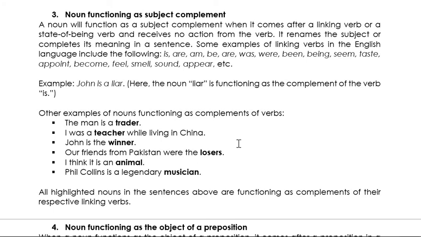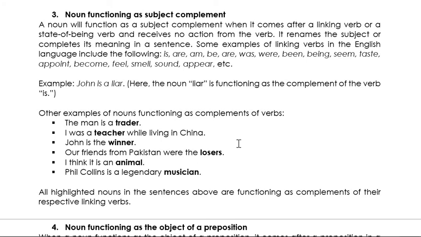That is one way we know that we are dealing with a subject complement. Also, a subject complement is linked to the subject with a linking verb, not a transitive verb, a linking verb. Examples of linking verbs include words such as is, are, am, be, was, were, been, being, seem, taste, appear, become, feel, smell, sound, appear. These are all examples of a linking verb. It is not a verb that expresses an action. So whenever a noun is joined to the subject with a linking verb, that noun is a subject complement.